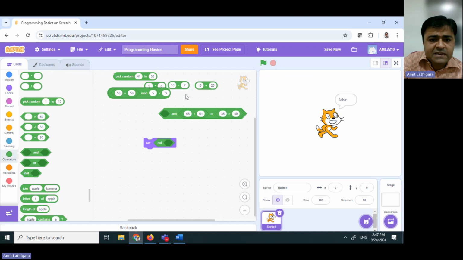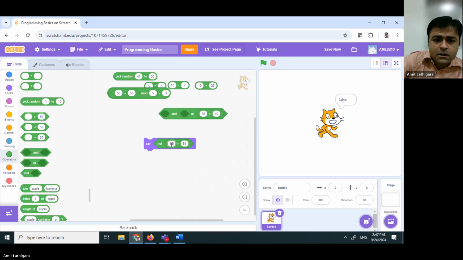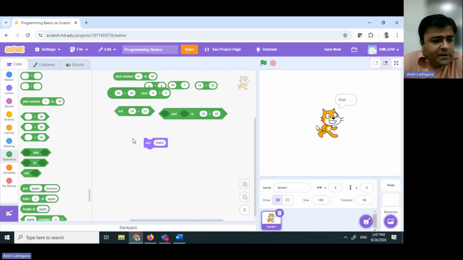So logical OR and logical NOT. Logical NOT is basically a negation. So for example, 40 is less than 51. So it is true, but here it's a negation. So answer is false. And say 55 less than 51, which is false, but it is a negation. So overall result is true. So these are logical operators: logical AND, logical OR, logical NOT.